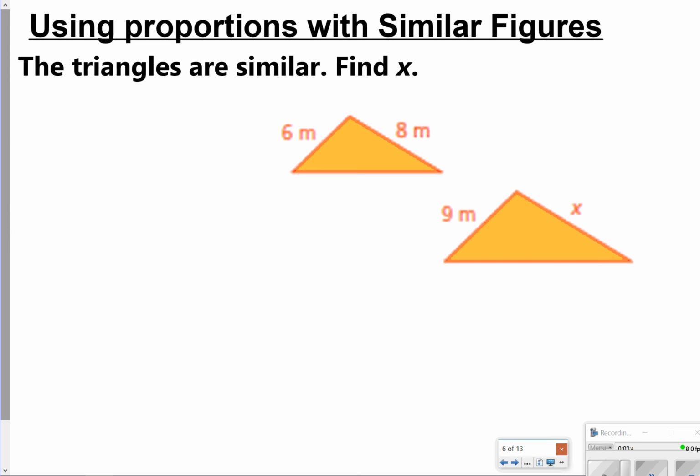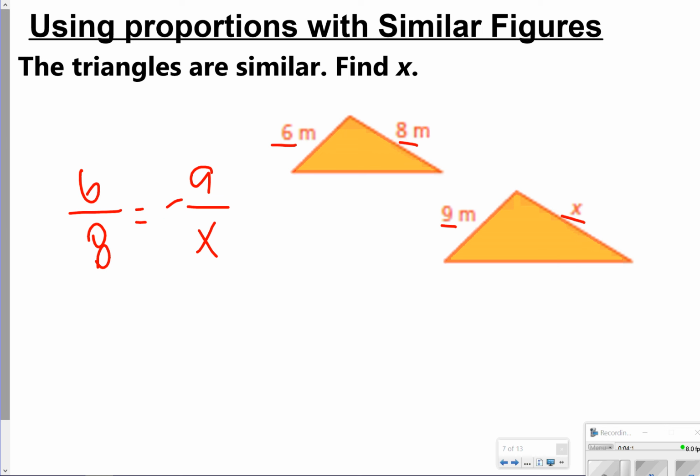The next part we're going to talk about is whenever we're trying to find a missing side on similar figures, and we're still going to use proportions here, except now we're going to be solving for a missing piece. So how you would set this up is you could say 6 over 8 is equal to 9 over x. Notice I used the same placement for the measurements. I don't want to mix them up.